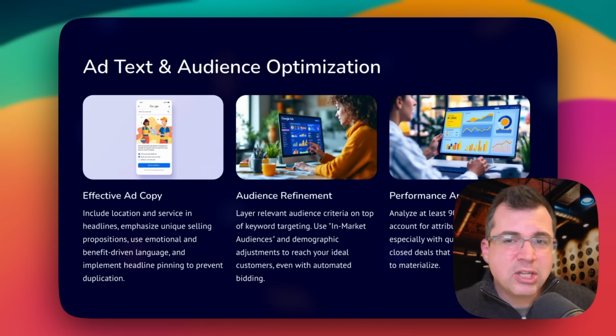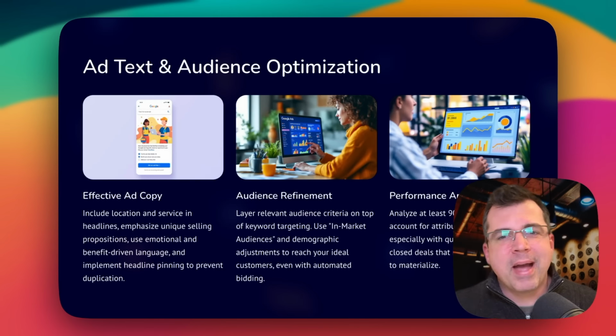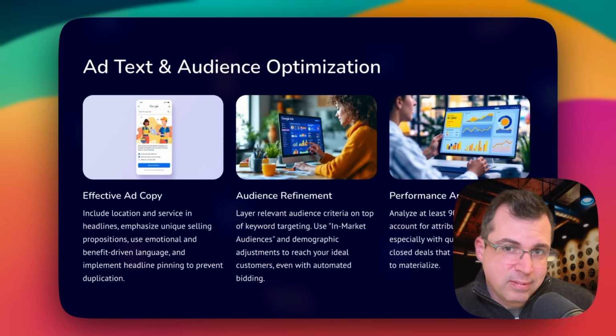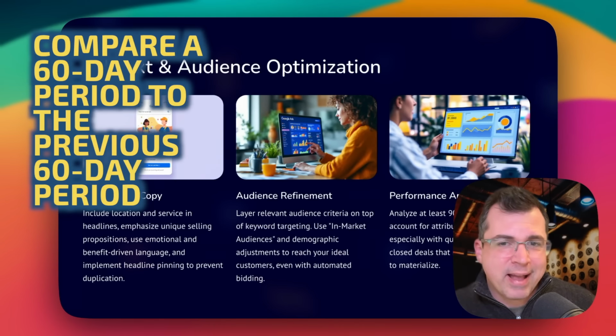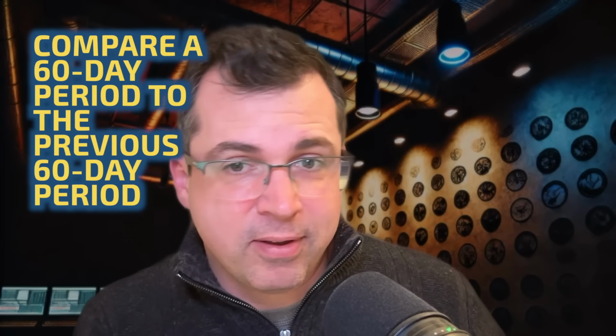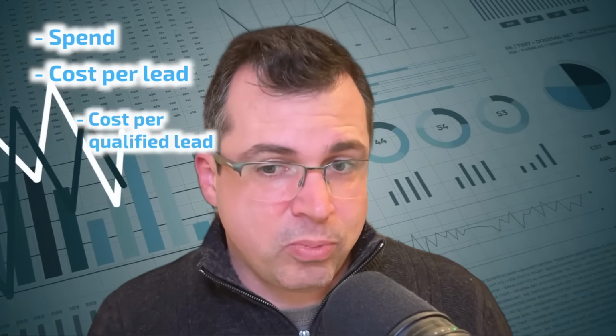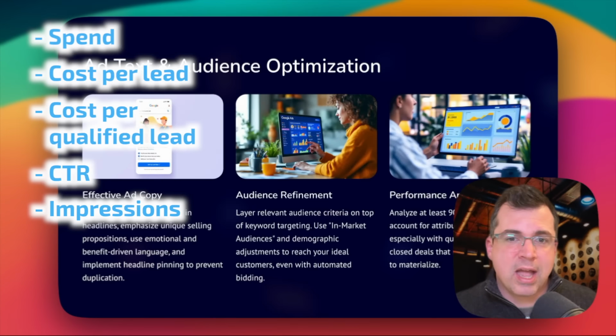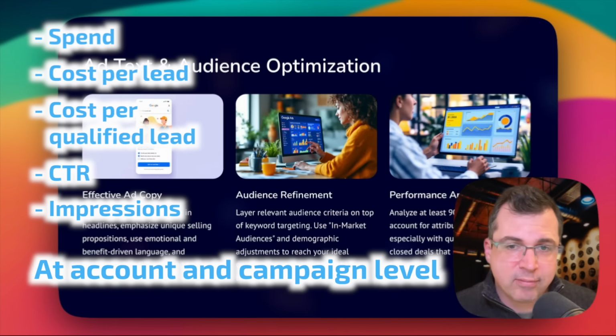So for most lead gen type accounts, if you want to see a better story, just exclude the latest 30 days and analyze the data before that. Compare at least a 60-day period to the previous 60-day period. And you also need to consider seasonality. To conduct the audit on trends, you need to analyze metrics such as spend, cost per lead, cost per qualified lead, CTR and impressions, at both the account and campaign level.